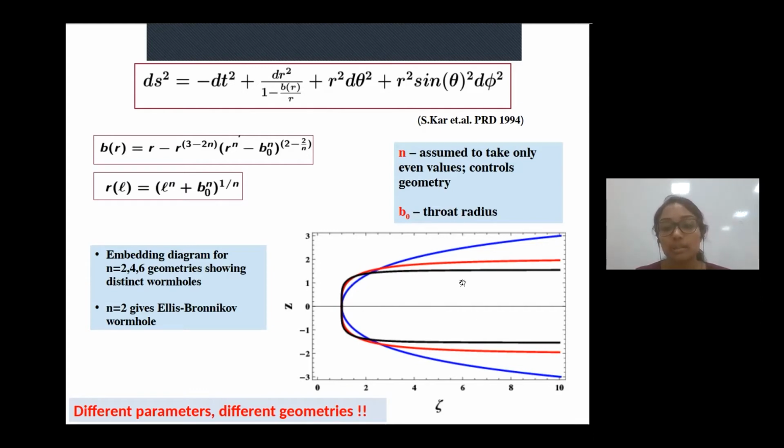You can see in the embedding diagram shown below that the blue curve is for n equal to 2 and the black and red curves are for different n values. So by choosing different n values, we can produce different wormhole geometries from the same wormhole metric mentioned above. This n equal to 2 case is a very well-known and well-studied geometry, which is called the Ellis-Bronnikov wormhole.